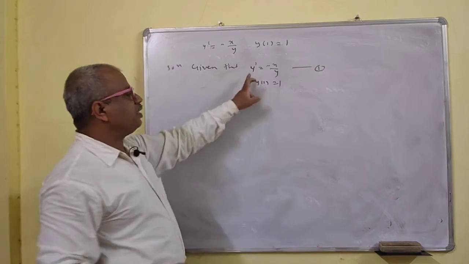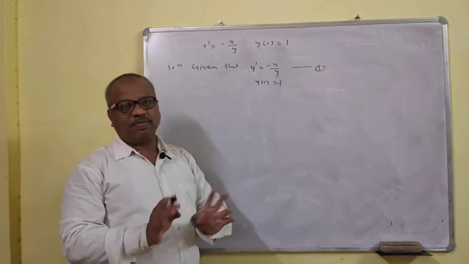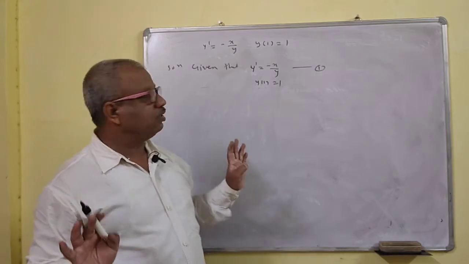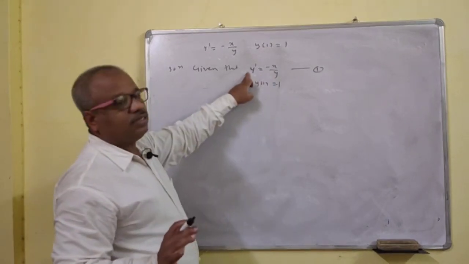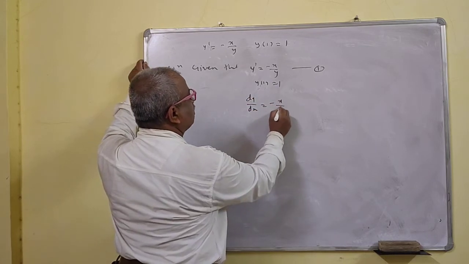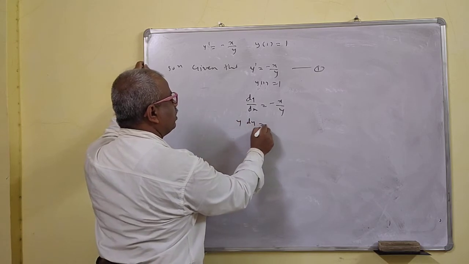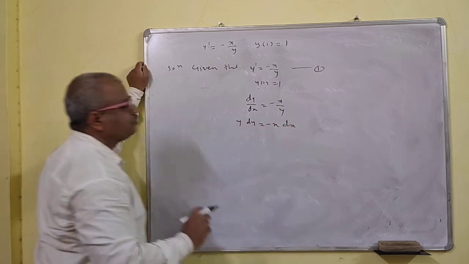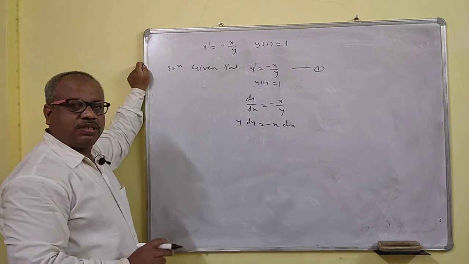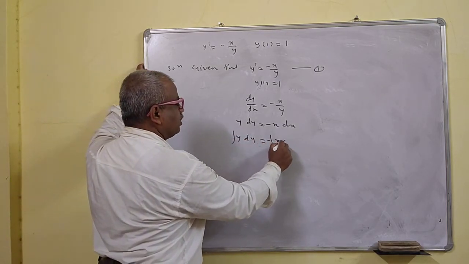So this is not a linear differential equation because y into y prime is there. If y into y prime is there, it will not be a linear differential equation. So now see, you can shift y here. Y prime is nothing but dy by dx, minus x by y. We'll write y here and x here. So y dy is equal to minus x dx. Okay, we get a variable separable form. Just integrate this.